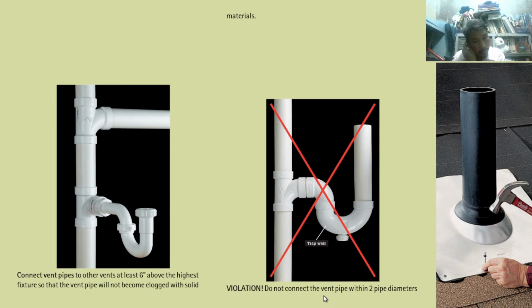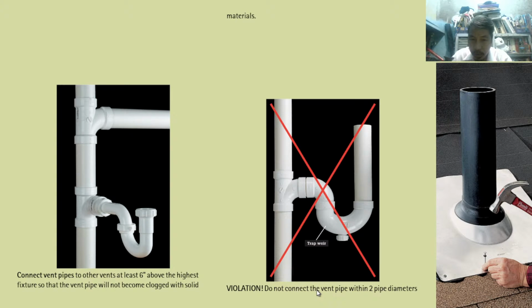Do not connect the vent pipe within this distance, from this to this. So this is the vent. This is a wet vent, because this is a drain in the DWV system. Water will go down here, but the vent is going up there. So this is a wet vent.